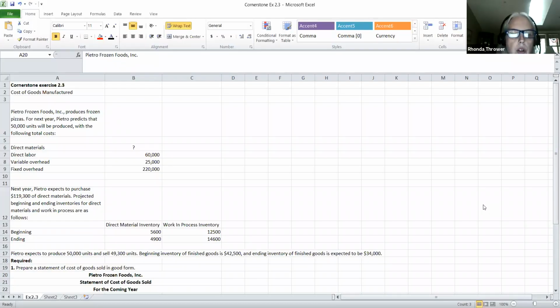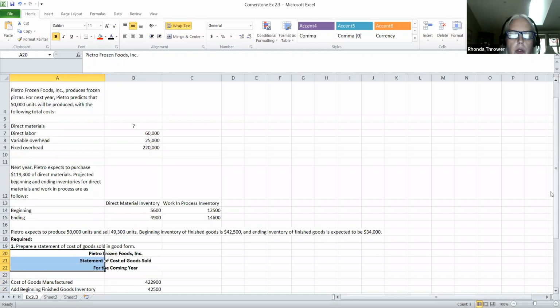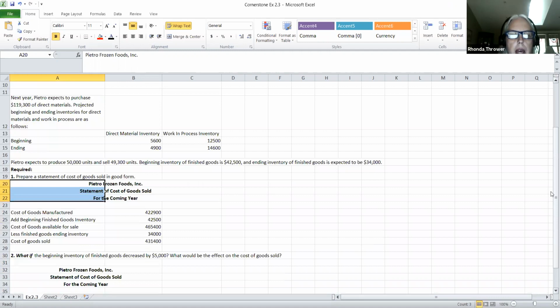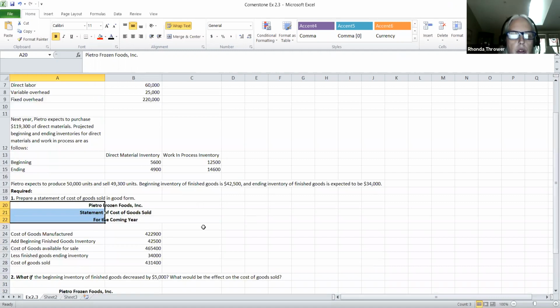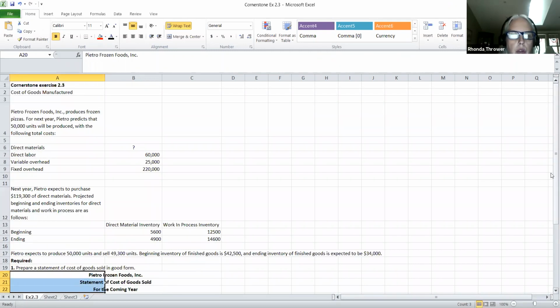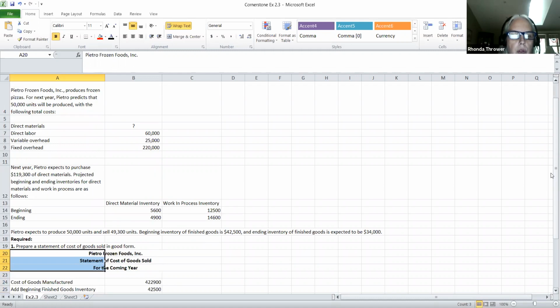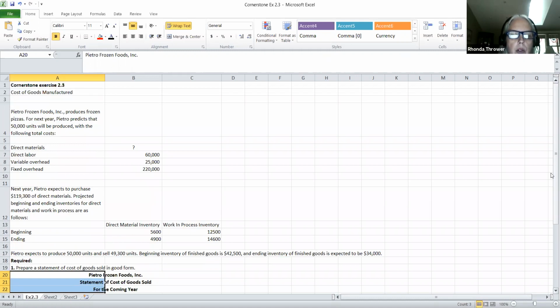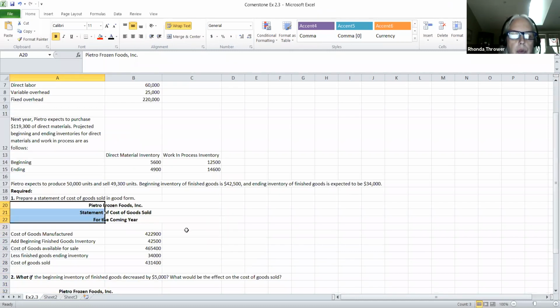Okay, now you should be able to see Cornerstone 2.3. And again, it's a continuation of that same exercise that we were doing. They added some additional information to this, but basically what they want you to do is prepare the cost of goods sold section this time. So you need the information from the previous spreadsheet to start the cost of goods sold section.